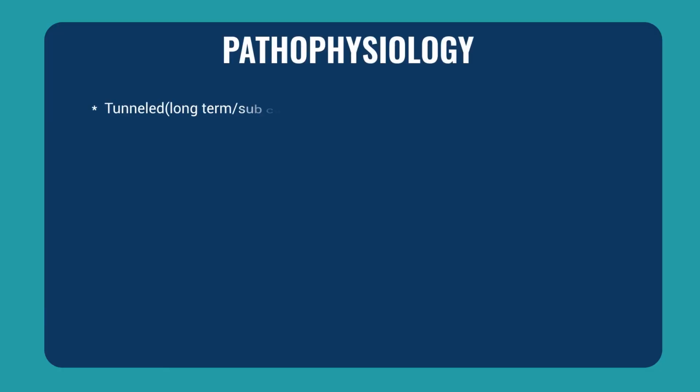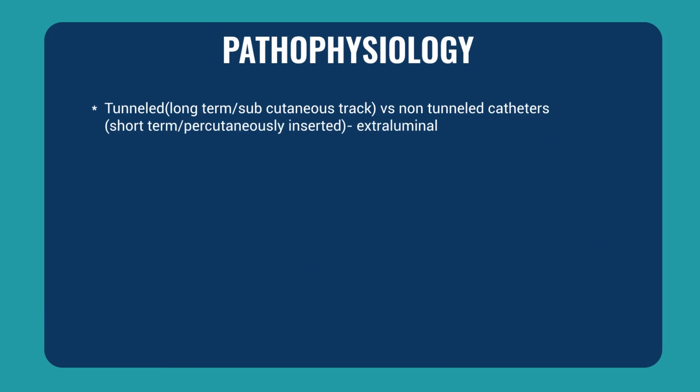Coming to the pathophysiology, the catheters can be tunneled or non-tunneled. Tunneled catheters are generally used for long-term purposes. They are inserted by forming a subcutaneous tract, which is not seen in short-term or non-tunneled catheters. Bacteria can migrate into the bloodstream from the skin either extraluminally or intraluminally. Extraluminal transmission of bacteria is more common in non-tunneled catheters. The fibrous tissue which is formed around the catheters prevents this extraluminal transmission in tunneled catheters.